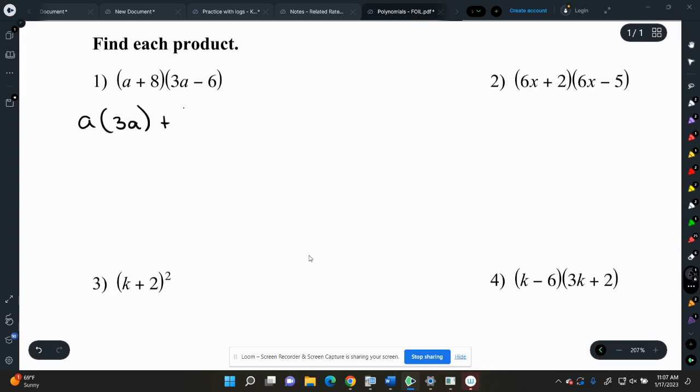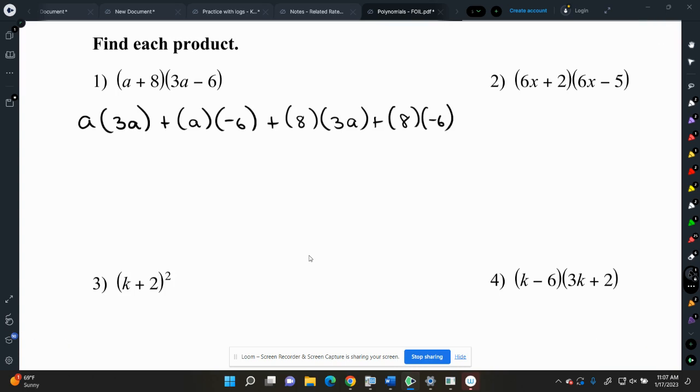Then you're gonna multiply A by negative 6, and 8 by 3A, and 8 by negative 6. Good. Okay, so A times 3A. Rod, what is A times 3A? 3A squared. Good.